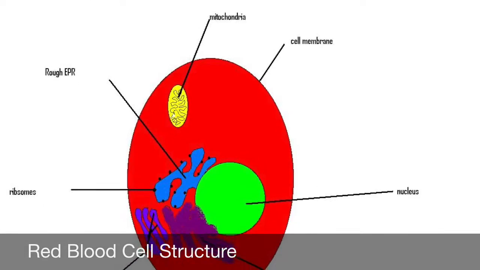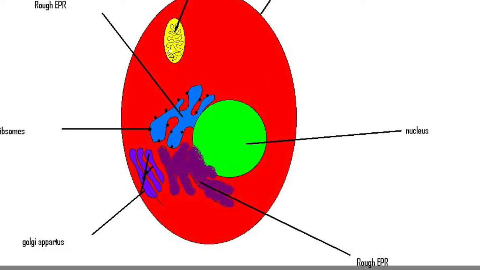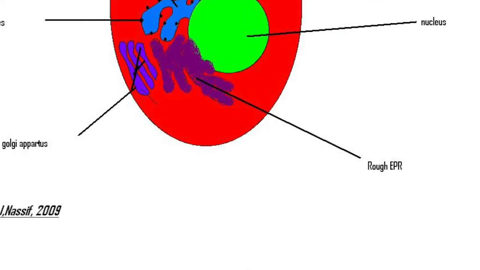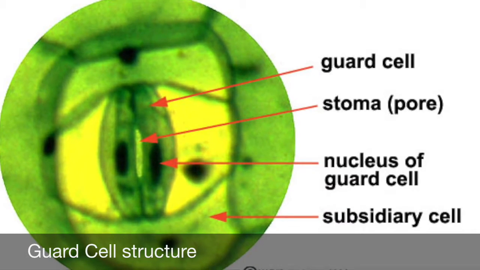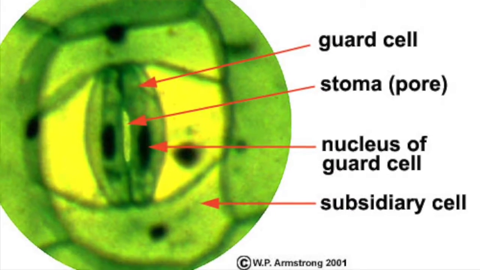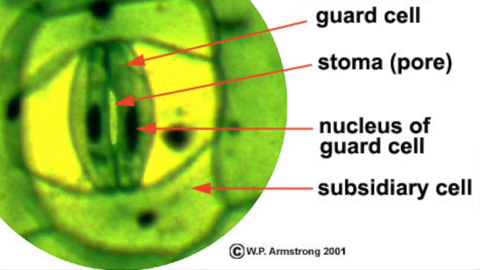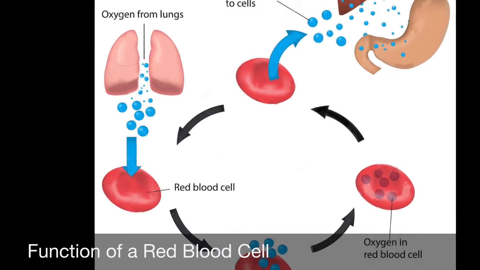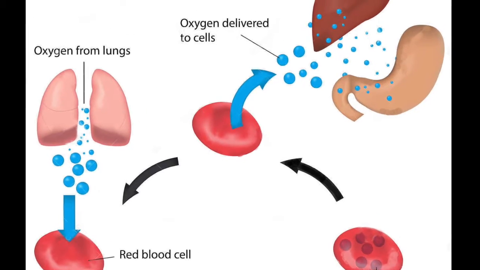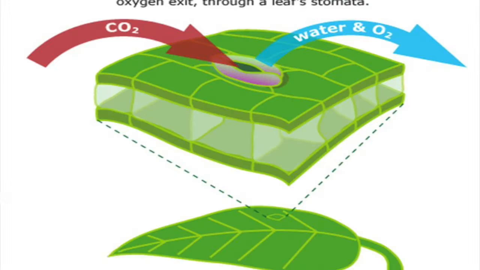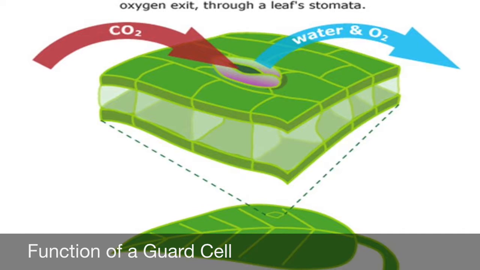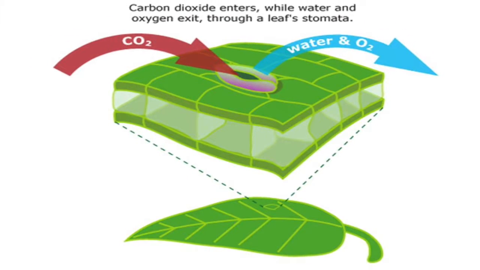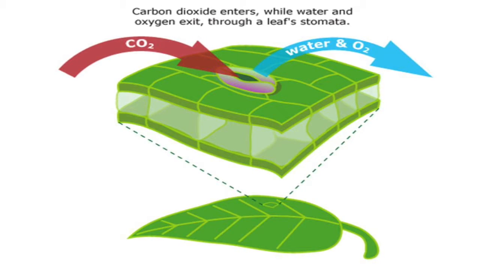How are the red blood cells and the guard cells similar? Both of these cells have an outer cell wall, vacuoles, and a nucleus. Red blood cells in animals and guard cells in a plant both help to move gas molecules through their organism. Red blood cells take oxygen, O2, to the tissue and organs, then take away carbon dioxide, CO2. Guard cells play a similar role, but in reverse. They let carbon dioxide, CO2, into the plant and oxygen, O2, out.